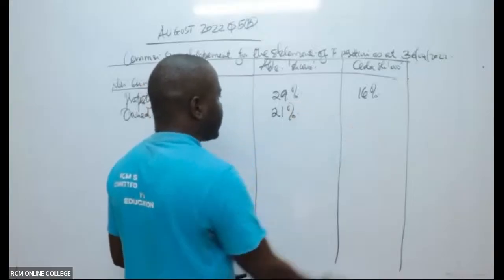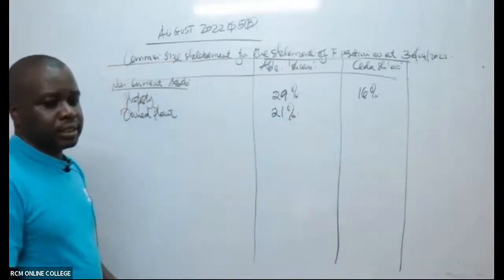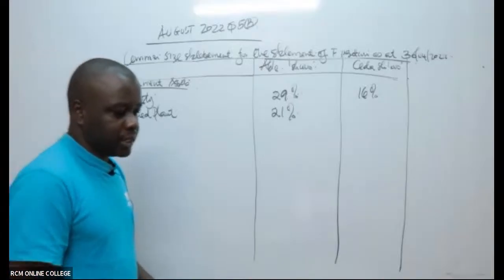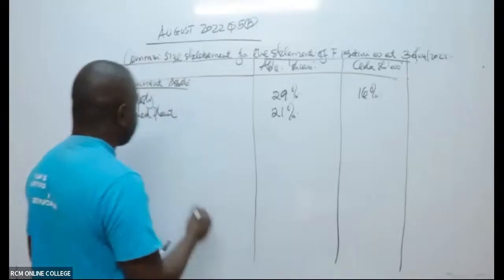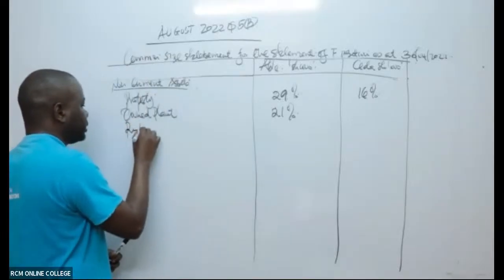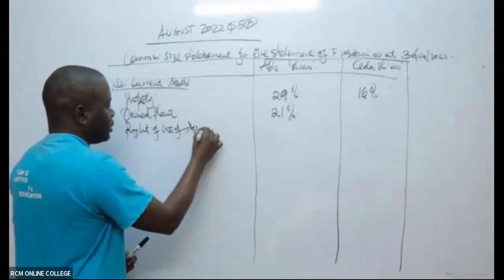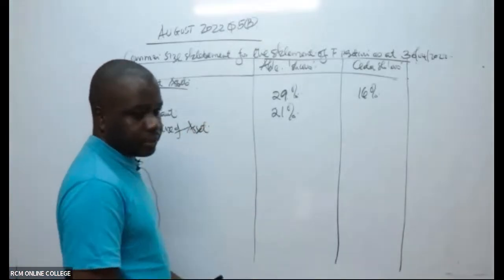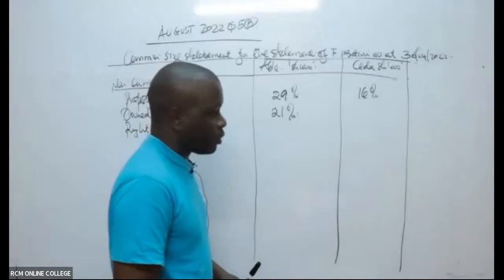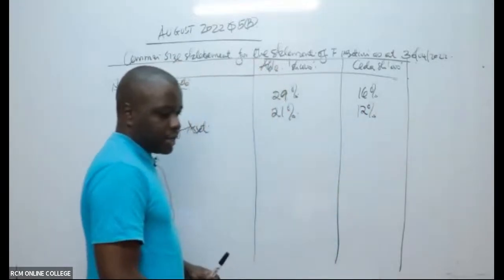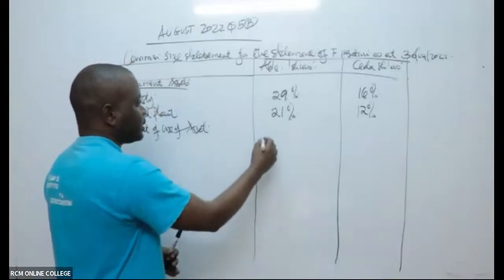What about the other side for the owned plant? So the next item is right of use of asset. I can see you're saying 12.1%, so you can do 12%. What about the right of use of asset on the other side?